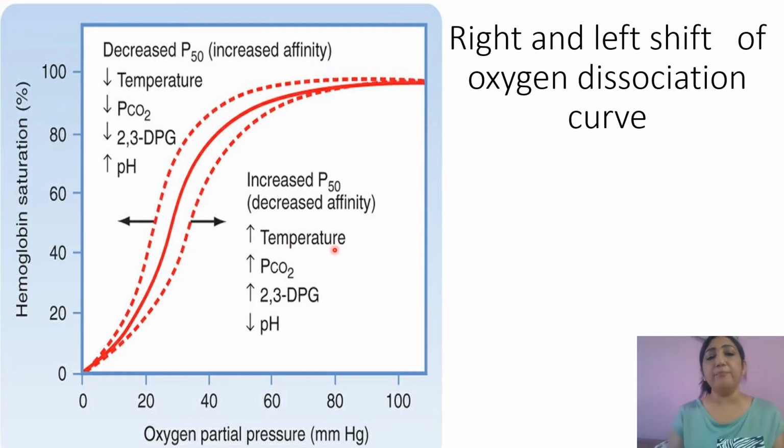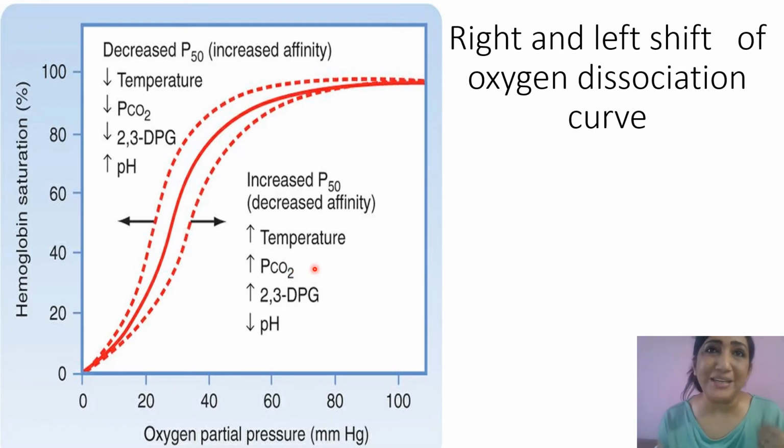So think about it: when the temperature is increasing, it means the person is exercising. If the person is exercising, that means the tissue needs more oxygen. So it should not stay bound in the oxyhemoglobin form. It has to be dissociated faster. So the dissociation is more, and the curve shifts towards the right.